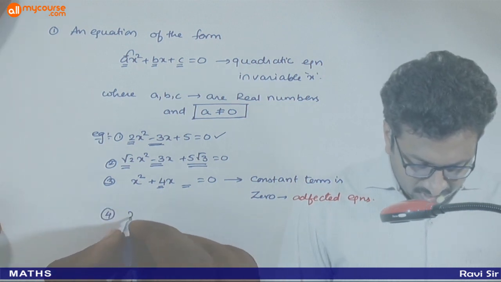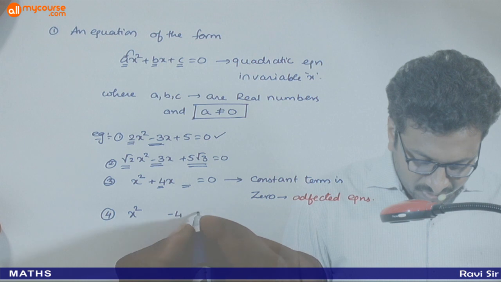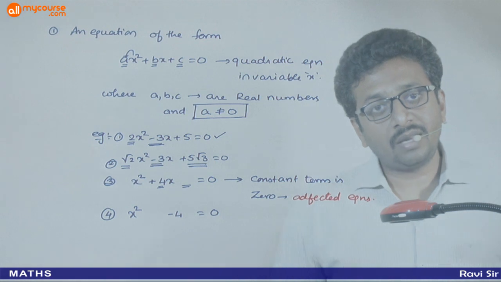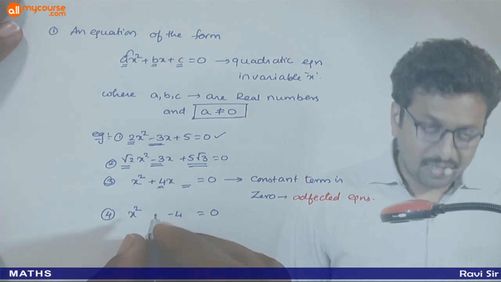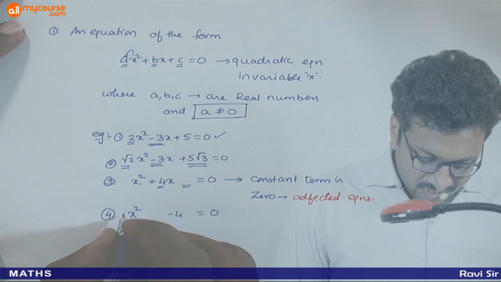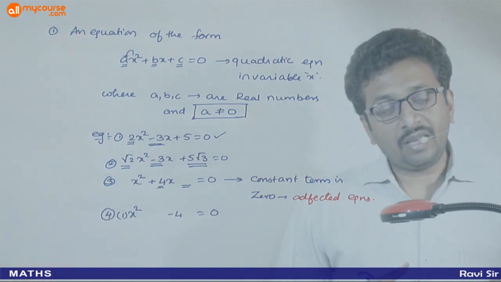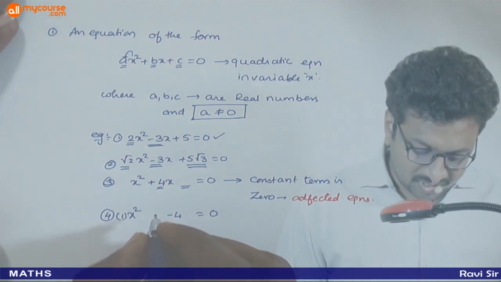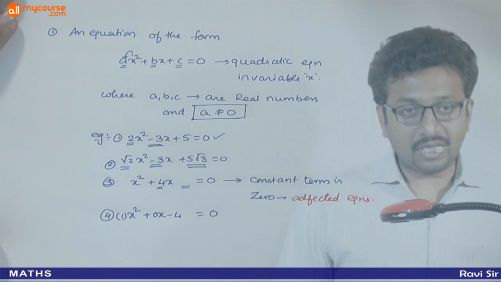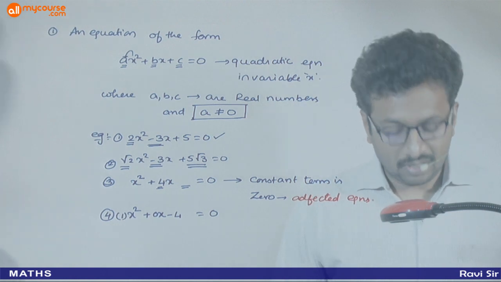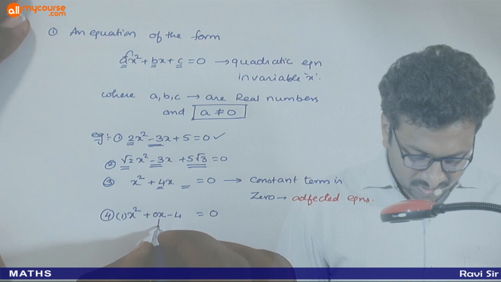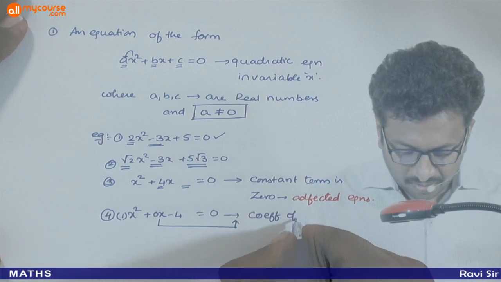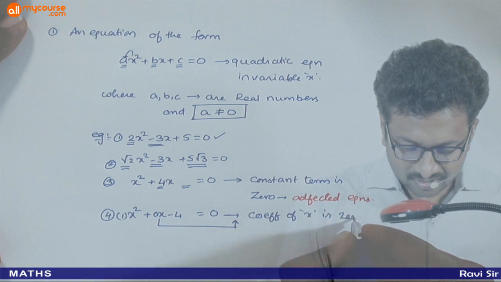And fourth, अगर मान लीजिए x square minus 4 is equal to 0, मान लीजिए this equation, x square minus 4 is equal to 0. इसमें you have the coefficient of x square as 1. If nothing is there before x square, it means x square is being multiplied by 1. And there is no x term, इसका मतलब है x का coefficient कितना है? 0. And the constant term is minus 4. So this is an example of an equation where coefficient of x is 0.